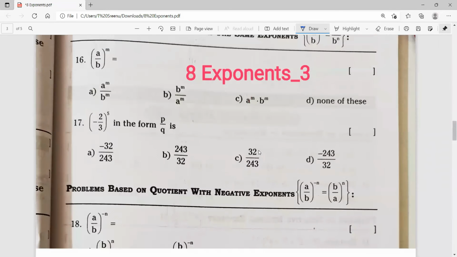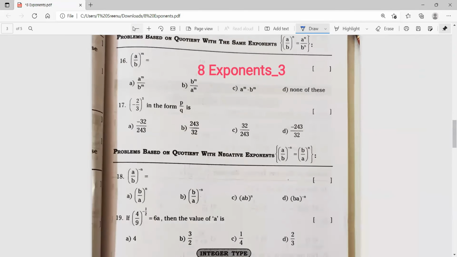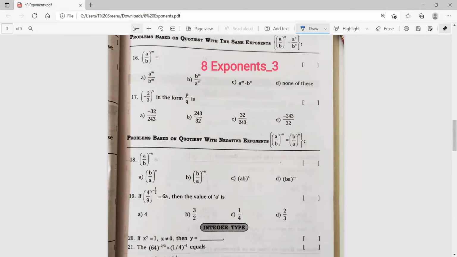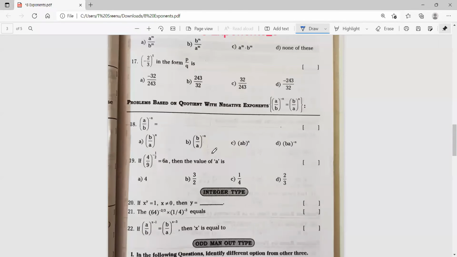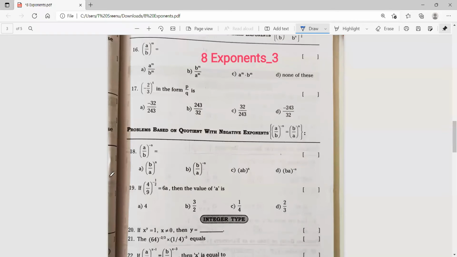Okay, yeah. Now we have to try these sums now. Okay, yeah, please try it. Can you see the screen? Yes, sir. 16, 17, 18, 19. Yes.